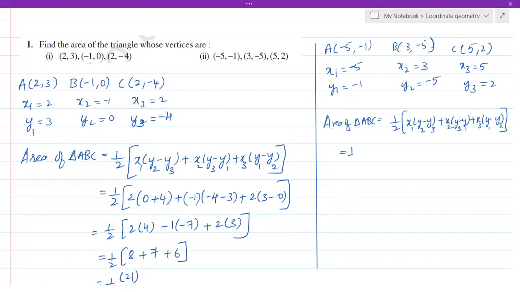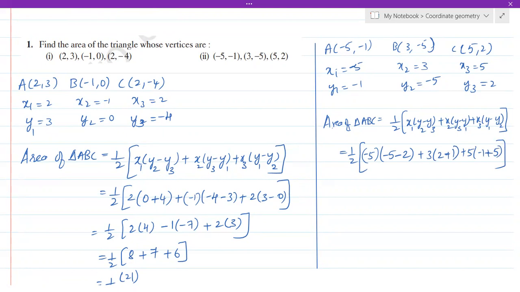Okay. Half x1. x1 is what? Minus 5. y2 minus y3. y2 is minus 5, minus y3 is 2. Plus x2. x2 is 3. y3 is 2, minus y1 is minus 1. So minus of minus becomes plus 1. Plus x3 is 5. y1 is minus 1, minus y2 is minus 5. So minus of minus becomes plus 5.